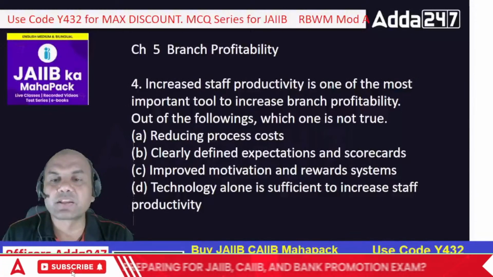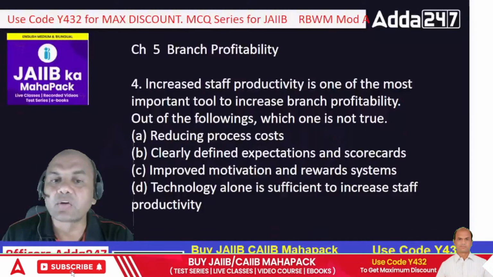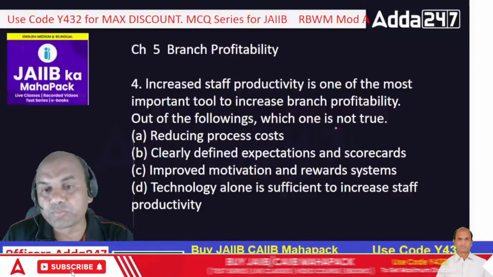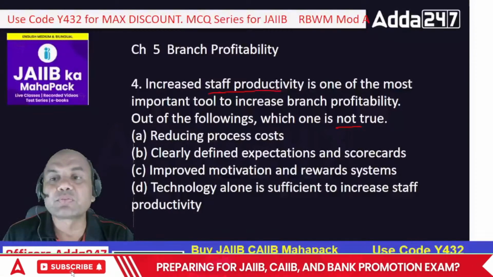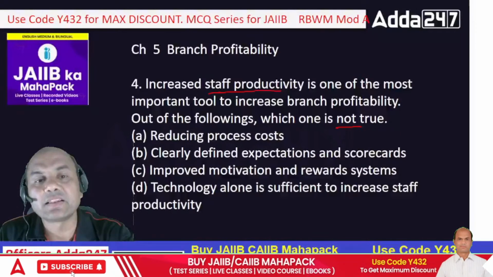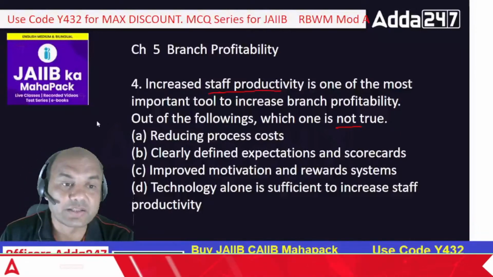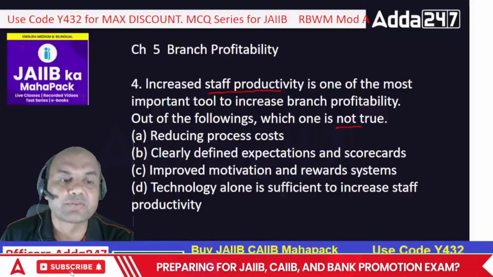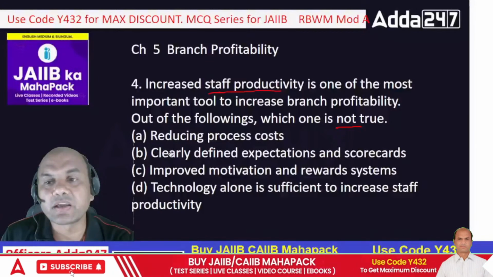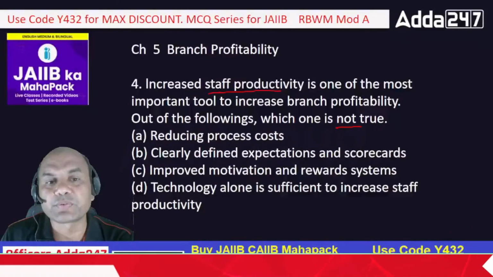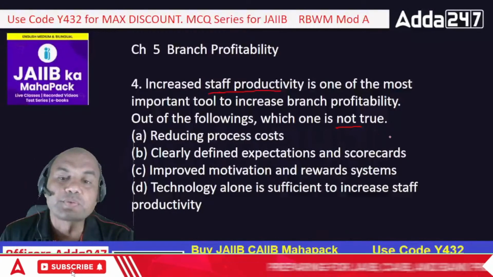Increased staff productivity is one of the most important tools to increase branch profitability. Out of the following, which one is not true? Staff productivity is required anytime. Productivity means how much profit the staff can bring to the company. If any staff is not earning profits, then what's the use? Every staff must be able to earn profits for the company. That is basic bread and butter. So which one is not true?